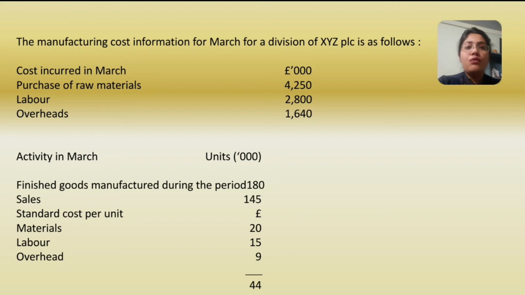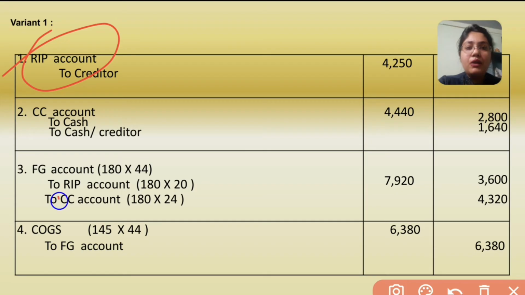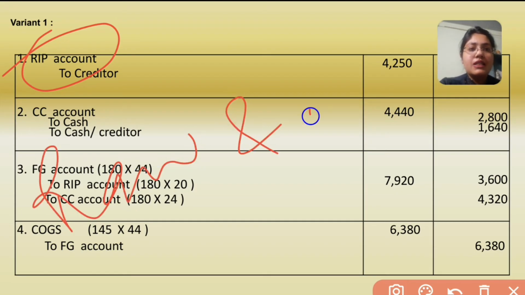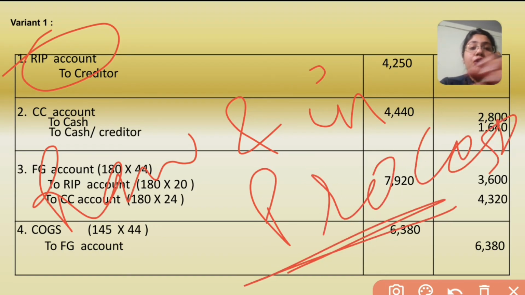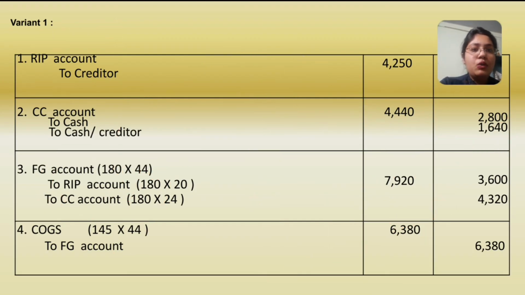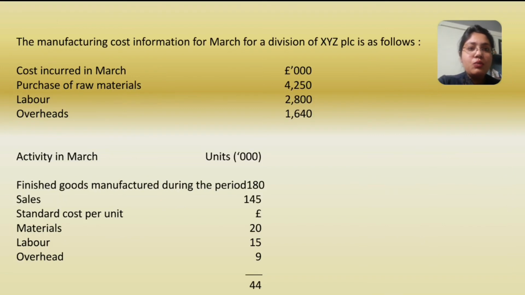First is the purchase of raw material, that is 4,250. So RIP, what does this mean? RIP, raw and in process, right? Raw in process. Why? Because raw material, we do not have any inventory in ourselves. So that is why immediately we purchase the raw material and we send it to the in process. That is why it is RIP account debit to creditors. We've purchased. Okay, then CC over here is the conversion cost. Conversion cost, what have we taken? We have taken labor and overhead. See, in the question it was given labor and overheads. Okay, this is our conversion cost.